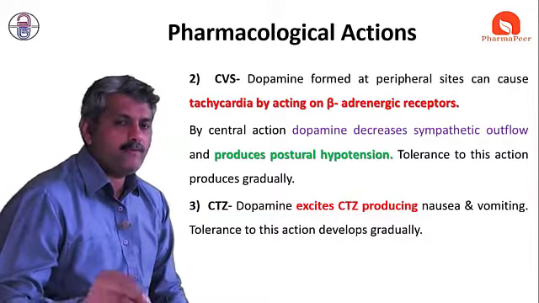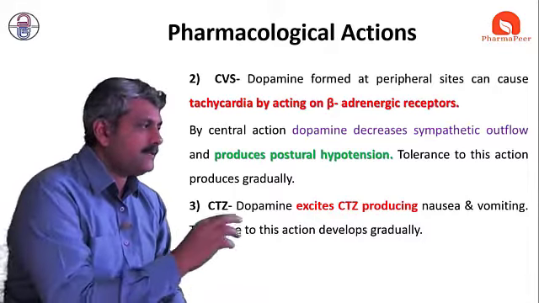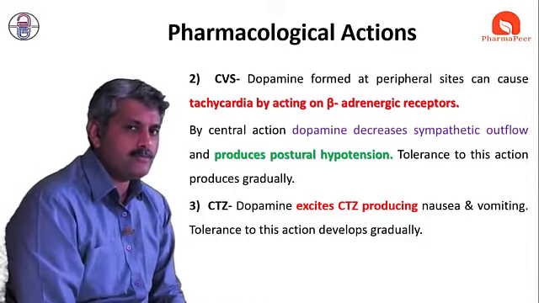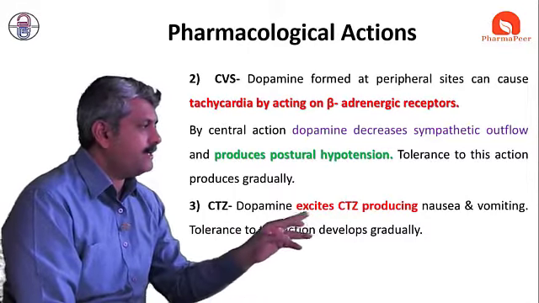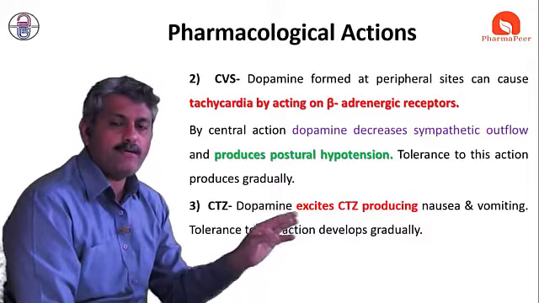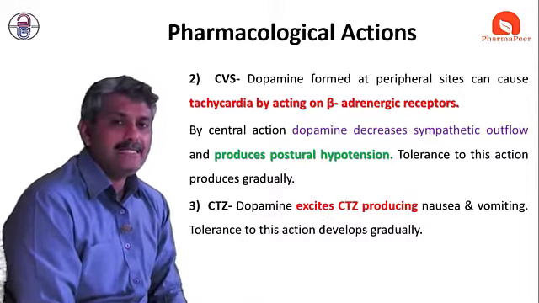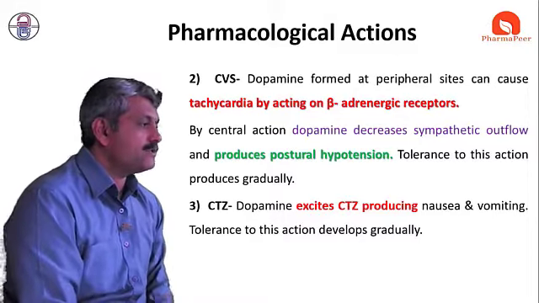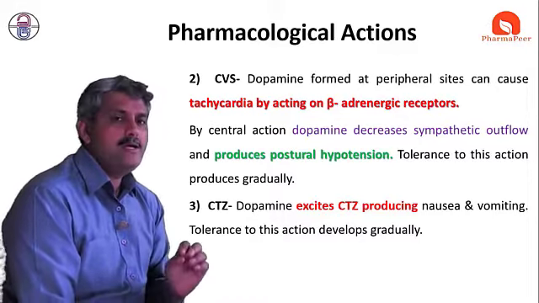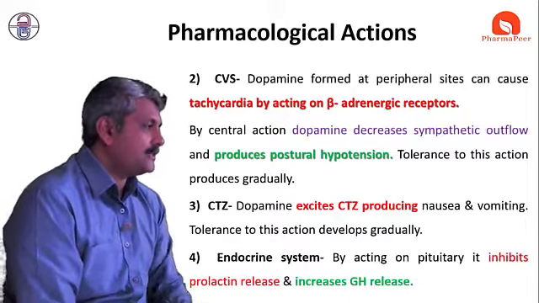This is one of the very common symptoms with dopamine, due to excessive use of dopamine. Today we are seeing why nausea and vomiting occur. Nausea and vomiting are because of the excitement of the CTZ, the chemoreceptor trigger zone, and this is also gradually tolerated.